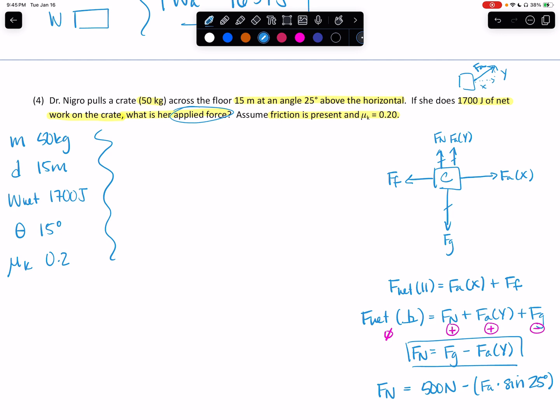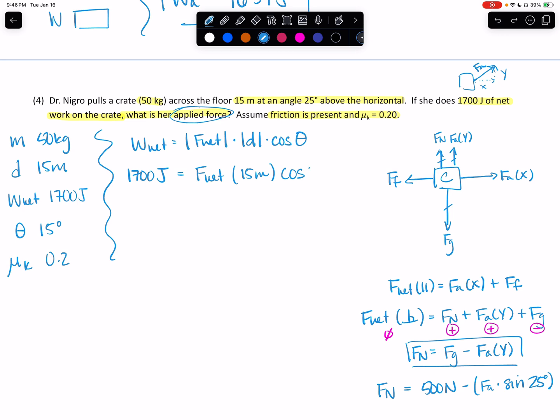All right, so I'm going to get at that by looking at the components. And this means that I'm probably going to have the unknown in two different spots, and I'm going to have to use algebra to solve. All right, but let's start with our formula. So the net work is going to be equal to the net force times the displacement times the cosine of our angle. Okay, so we're going to start by plugging in 1700 joules for work net. We don't know the net force. We do know the displacement and we know the angle.